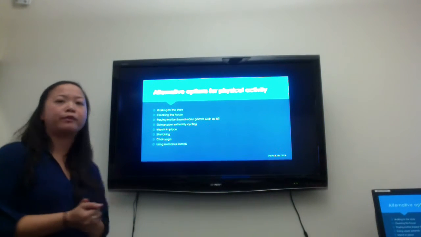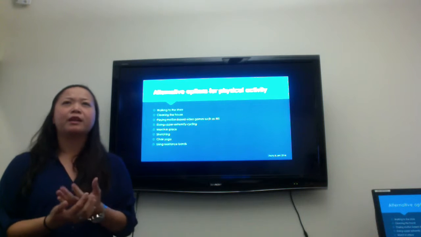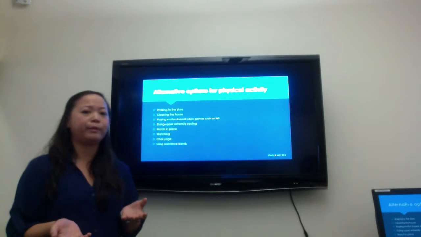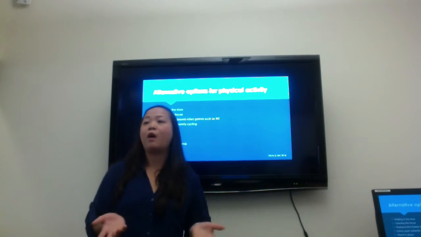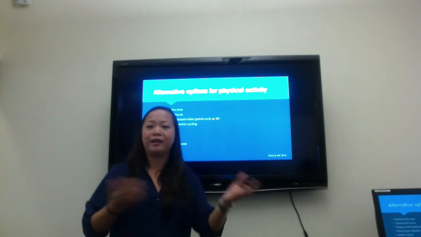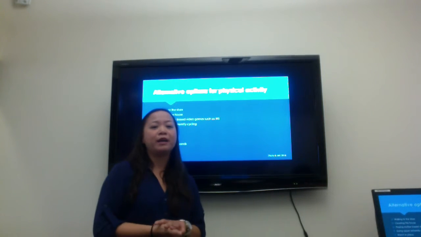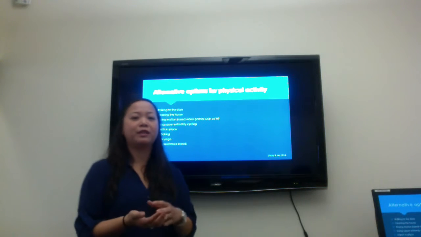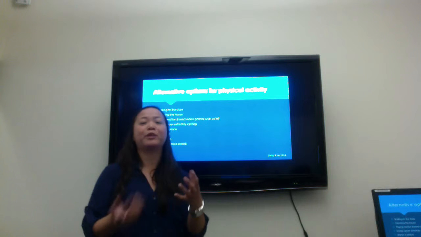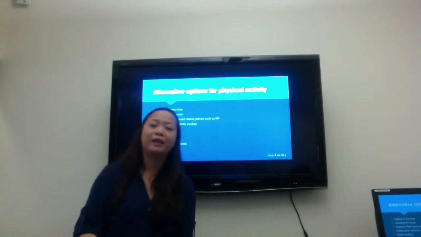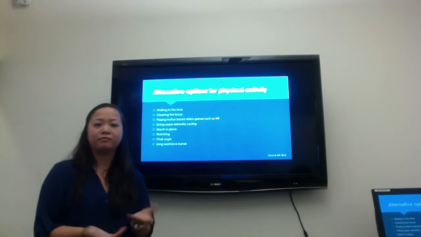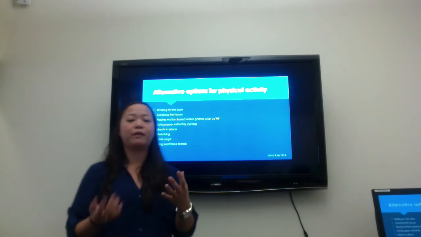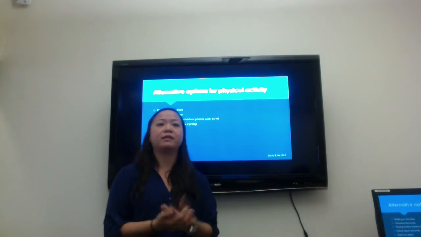For alternative options for physical activity, studies have shown that increased physical activity improves health outcomes for older people. So things that you could do are as simple as walking to the store, cleaning the house, gardening, washing plates. You can also use a Wii game system, where you pretend you're playing volleyball or bowling, and also simple stretching and chair yoga. For those that can't really move around, you could use resistance bands as well.